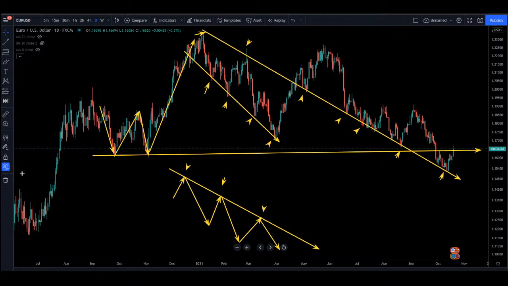Okay, so we have these key levels, right? Again, drawing key levels is very important. If you don't know how to draw key levels, it's a lot harder to spot the right entries. All right.